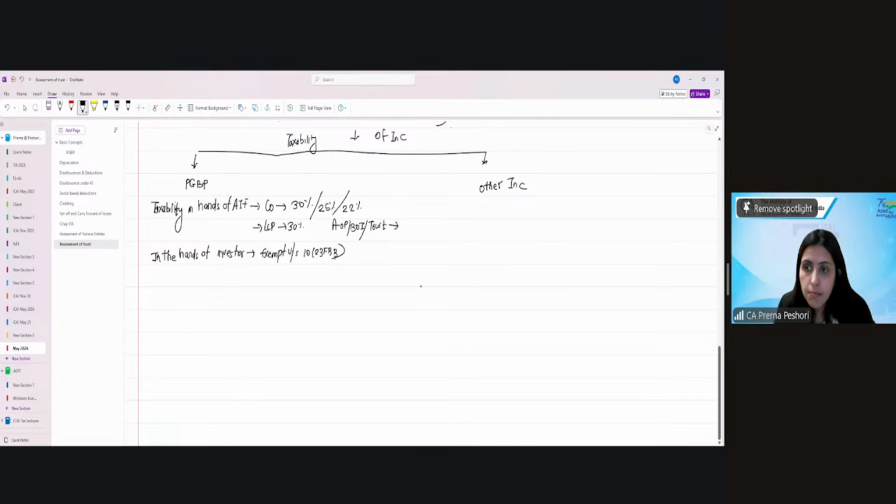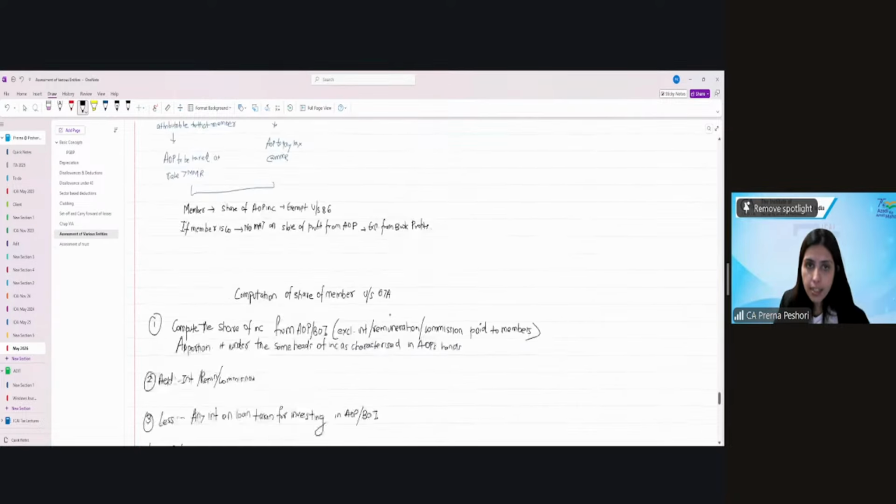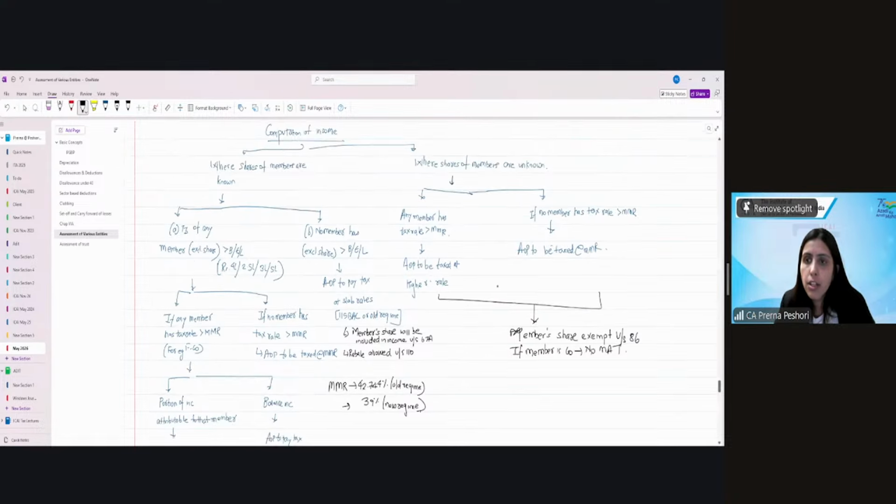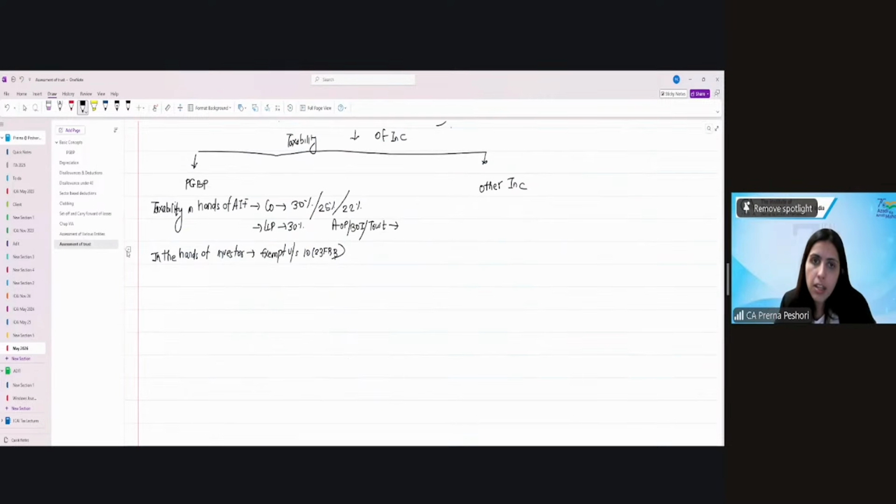That is only in respect of slab rates. That's what we learned, right? That was if it is only greater than basic exemption limit. If no member has income greater than basic exemption limit, but if any member has income greater than basic exemption limit or the shares of the members are unknown, it will be taxed at MMR, maximum marginal rate. Okay. So this will be going to the maximum marginal rate. Clear?